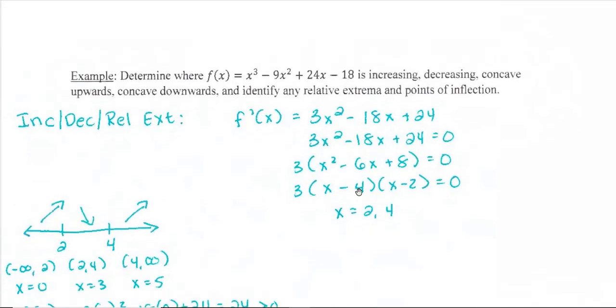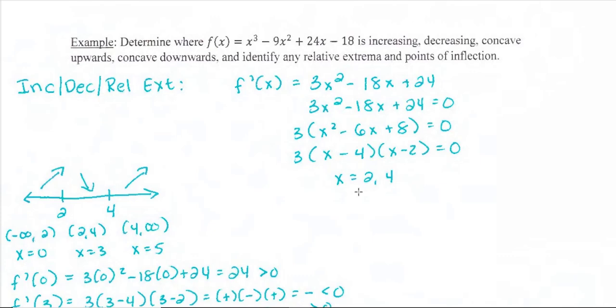Let's do one more example. We'll determine where this function x cubed minus 9x squared plus 24x minus 18 is increasing, decreasing, concave up, concave down, and we'll identify any relative extrema and points of inflection. So we're mixing previous knowledge with today's knowledge.